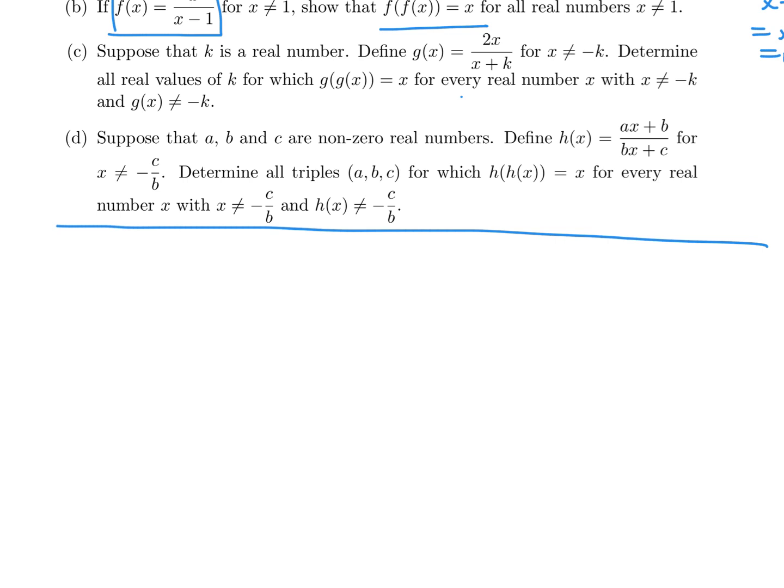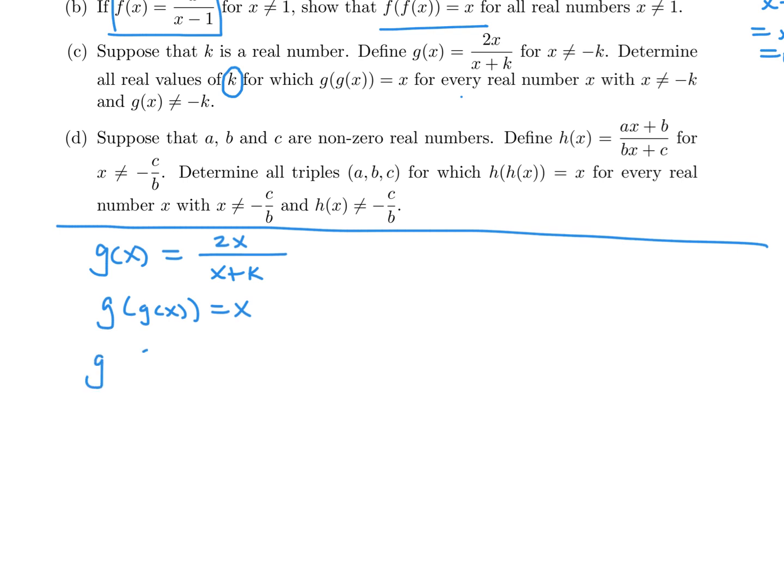We begin with what they gave us, which is g at x is equal to 2x over x plus k, and g at x is x. So what are we trying to figure out here? To have all real values of k. Okay, all right, so let's plug this in and off we go.